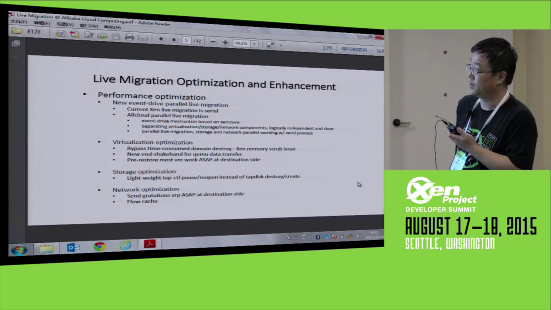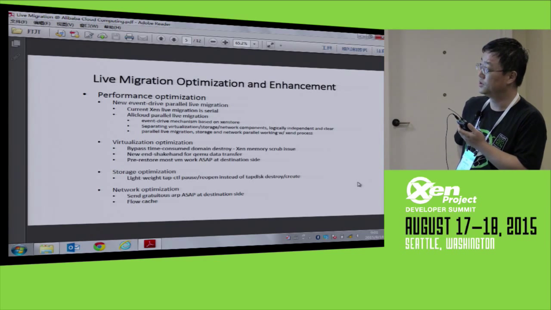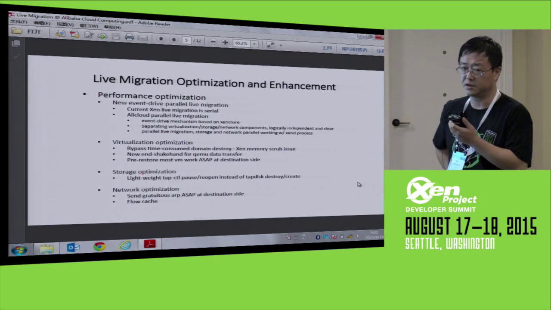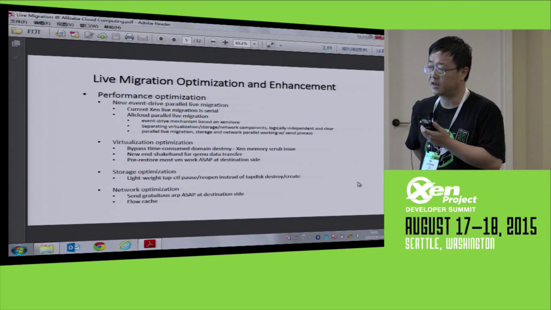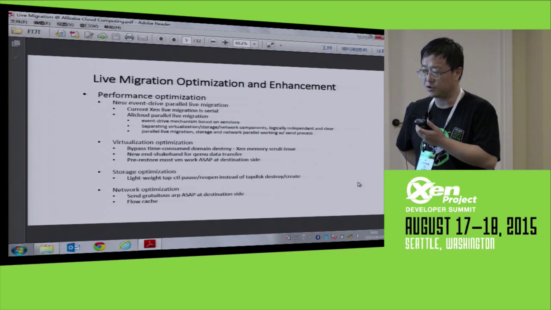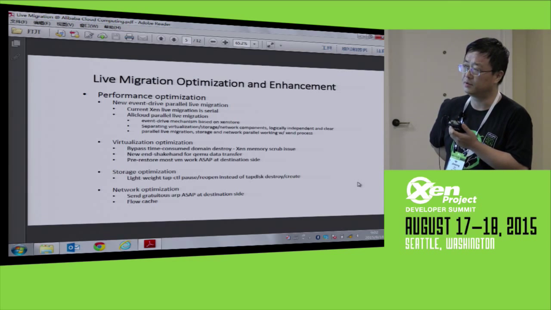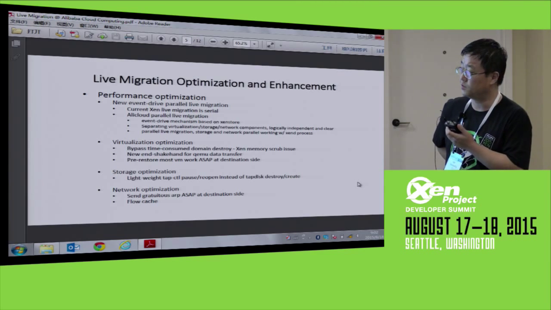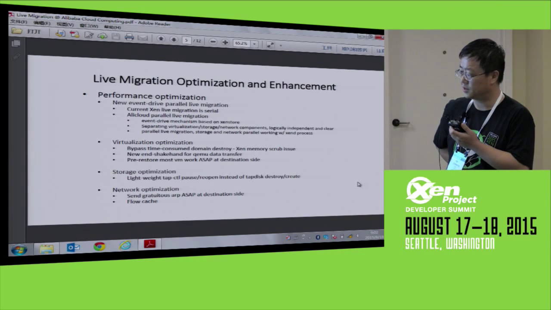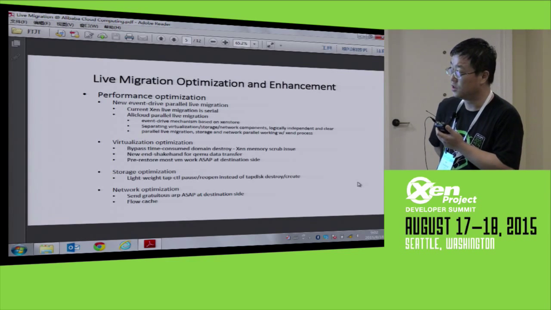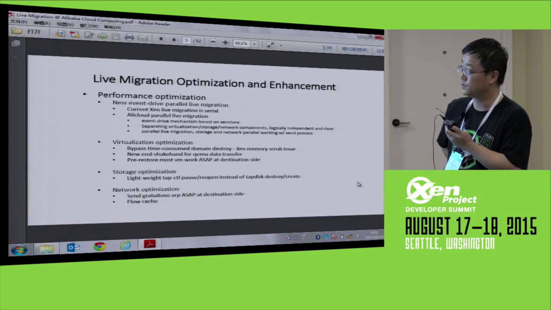Our work focuses on live migration optimization and enhancement. There are two targets. One target is high performance. Another target is high reliability. We use the open source Xen 4.0.1. At that time, we tested the performance, and the performance was very, very bad. The downtime is 3 seconds to nearly 20 seconds. This is unacceptable in the AliCloud real environment. So we have to optimize the performance.